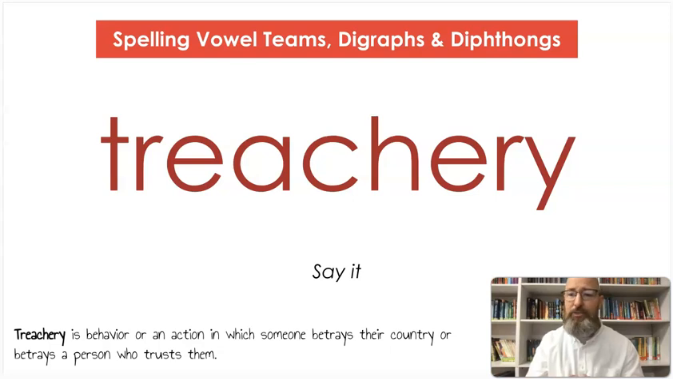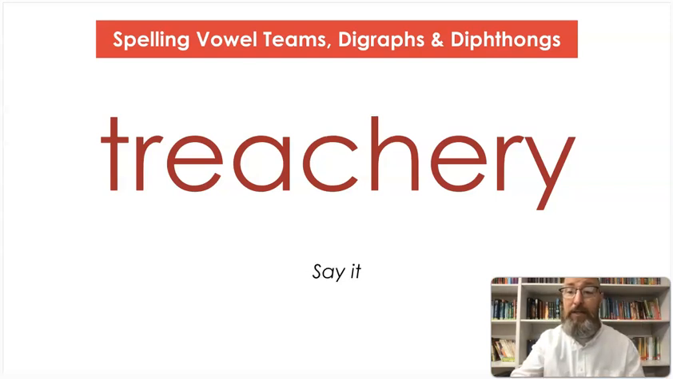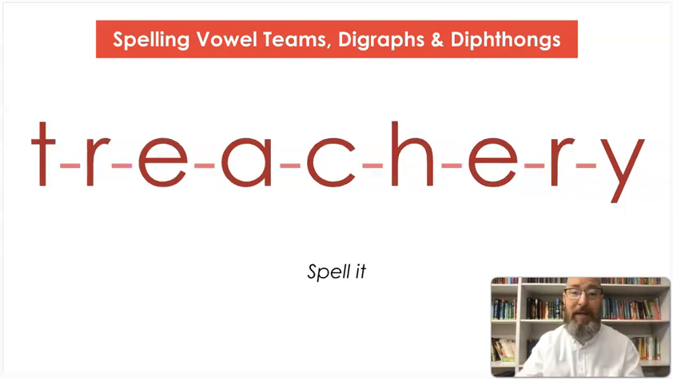Our next word is treachery. Say treachery. Treachery is behavior or an action in which someone betrays their country or betrays a person who trusts them. Let's count the syllables. Treachery. Treachery. Let's spell it.